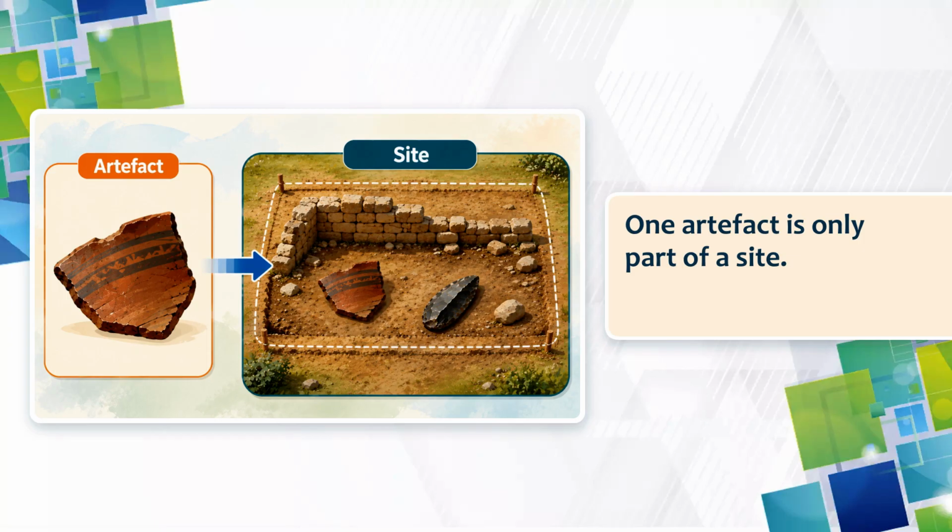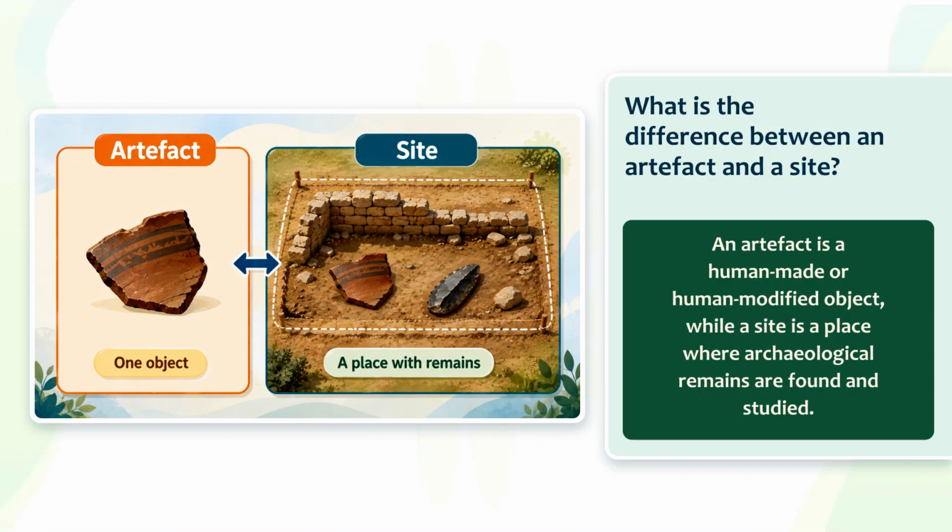This keeps one clue from standing in for the whole place. One artifact is only part of a site. Other remains in the same place may add important evidence. Compare the single object with the marked ground area. What is the difference between an artifact and a site? The matched panels show two different scales. An artifact is a human-made or human-modified object, while a site is a place where archaeological remains are found and studied. The image provides the visible clues for this answer.